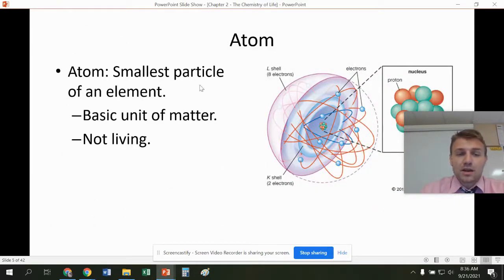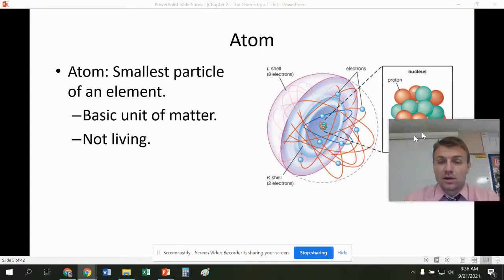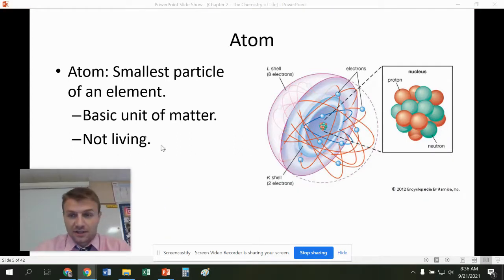Atoms, these are the smallest part of an element. You can't get smaller than an atom without breaking it up and then kind of losing some of the properties of that atom. It's the basic unit of matter, but one thing I want you to make sure you understand, it is not living. Not living. A lot of people think that these are living, way too small.